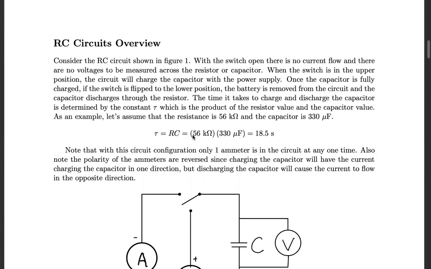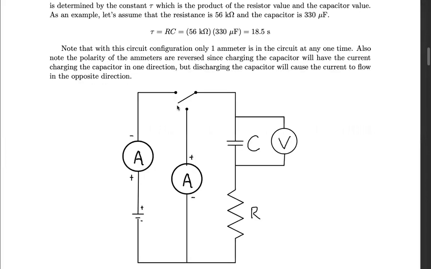So let's read the general description. You consider this circuit with the switch open, nothing happens. With the switch closed, you get current through the capacitor, through the resistor, and back to the battery. So the current flow is in this direction. If you switch it to this position, then this takes the battery out of the circuit, and this is your current path here in this direction.